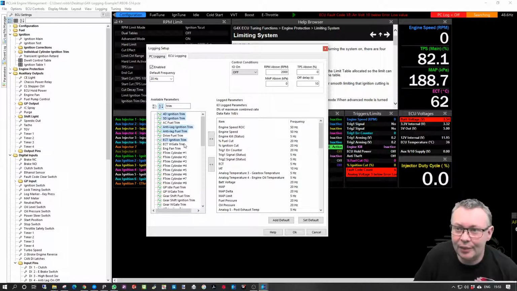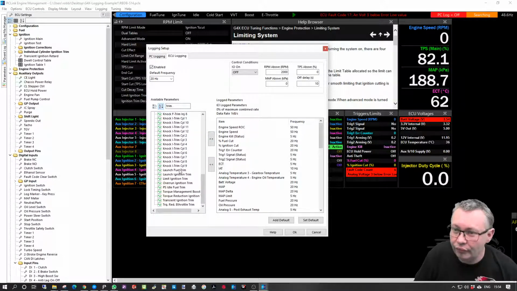Engine coolant temperature ignition trim, engine coolant temperature wastegate trim, drive fuel trim, probably don't have that now. Air inlet temperature ignition trim, air inlet temperature wastegate trim, gear shift fuel trim. We do use that if there's closed loop gear shift. When we go through setting up these functions, we'll let you know. Gear shift ignition trim, put that in. Gear shift wastegate trim, we'll put that in.